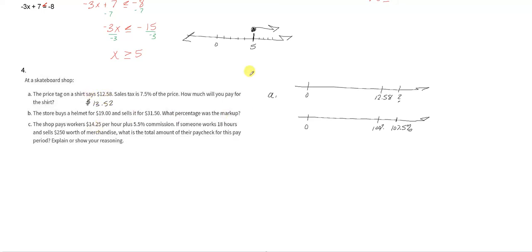All right, and then part B, it says the store buys a helmet for this much and sells it for that much. What was the percent markup? So let's double number line it. All right, 0, 0. So let's see, 100%. The original was 19, and then they mark it up to 31.50. So what did they mark it up by?